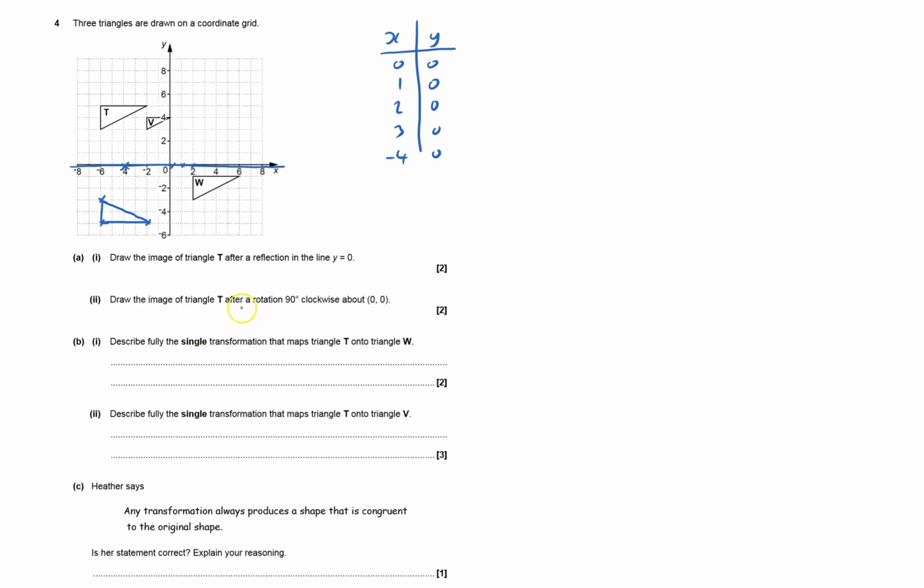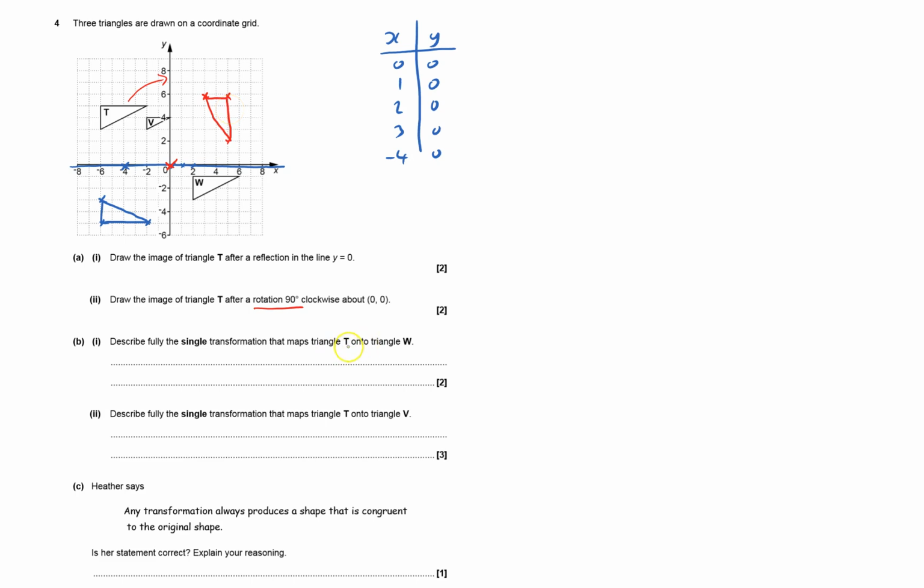So, image after rotation of 90 degrees clockwise about 0, 0. There's 0, 0. Clockwise, so it's going to go that way. And it's going to go to 3, 6. That'll go there. That'll go there. Draw it in. Just check to see if I need to label it. I don't. So I've done that one. I'll go to green now.